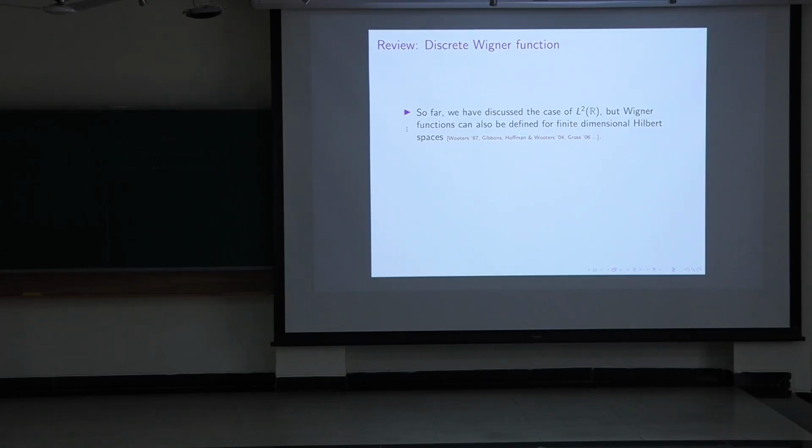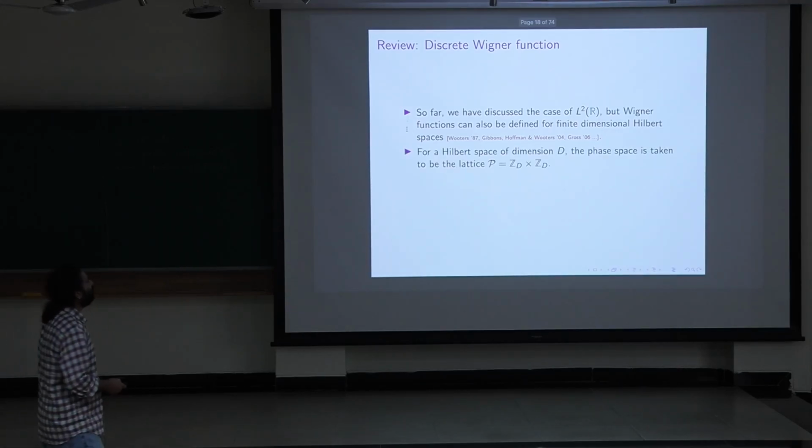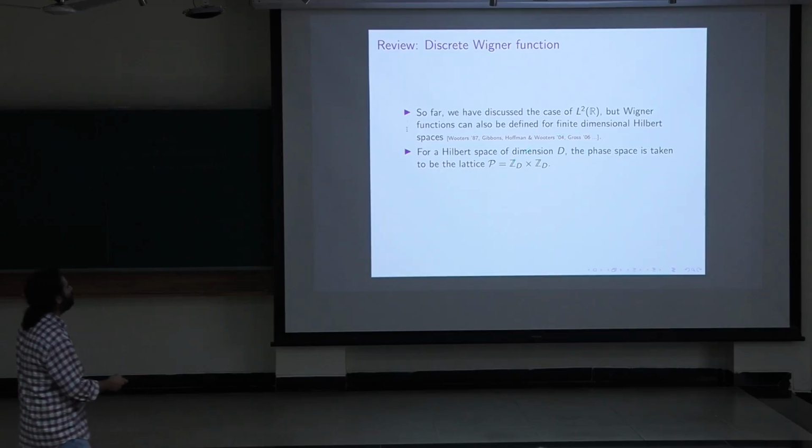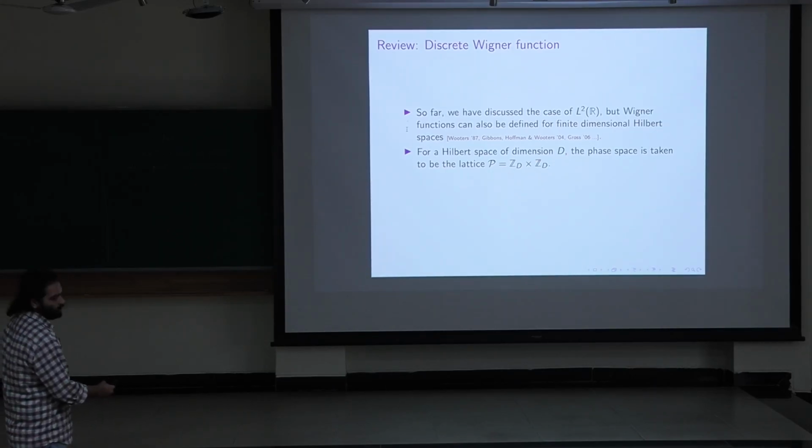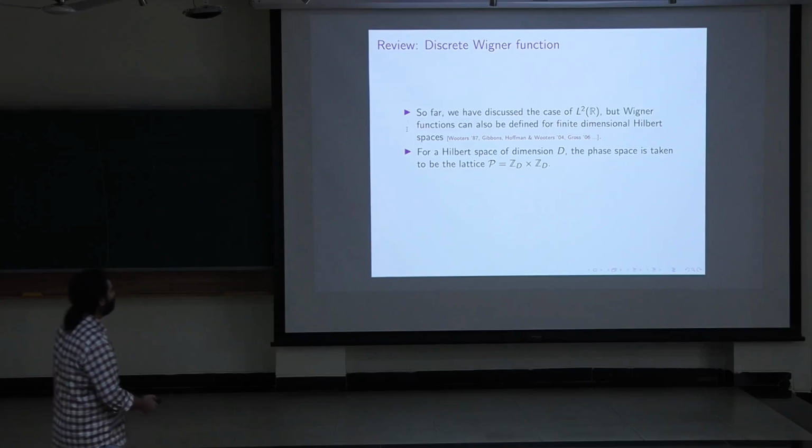Now, so far we've only discussed this case of L2 of R, a particle moving on a line. But it turns out, from all this literature in the theory of quantum information, that you can also define Wigner functions for finite dimensional Hilbert spaces. The way these people do this is that if you have a Hilbert space of some dimension capital D, I will always use capital D to denote the Hilbert space dimension in the rest of this talk, then you take a discrete phase space, which is basically the lattice Z_D times Z_D. It's basically a set of D squared points.